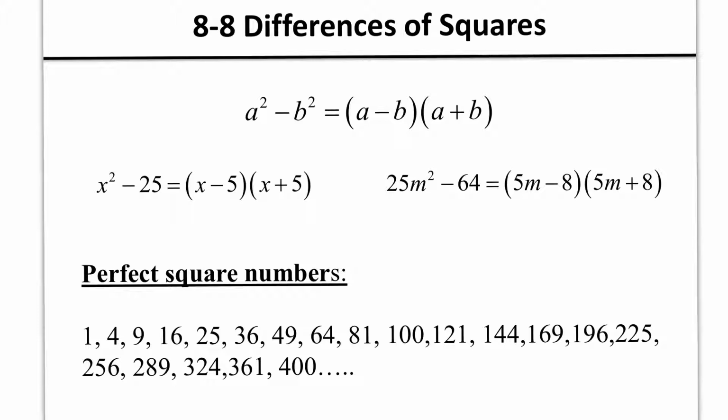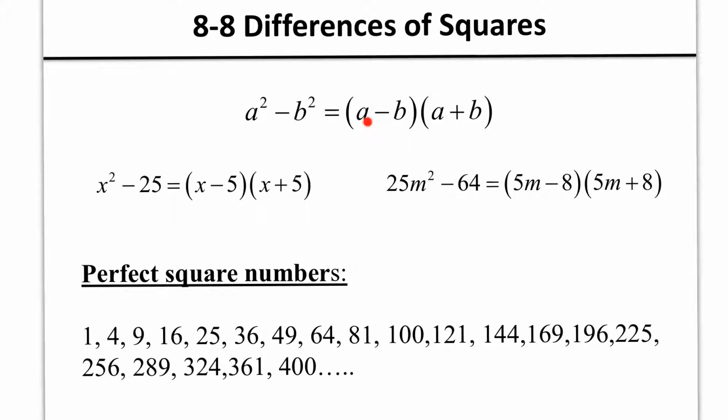At the top, you can see the definition of a difference of squares. We have a squared minus b squared, and when you factor that difference of squares, it is called the difference of squares because there's a difference in the middle, which is minus, and the two terms are perfect square terms. We'll talk about the perfect square numbers in a second. When you factor a squared minus b squared, you get a minus b times a plus b. Now, remember, factoring is finding what will multiply to get that polynomial back.